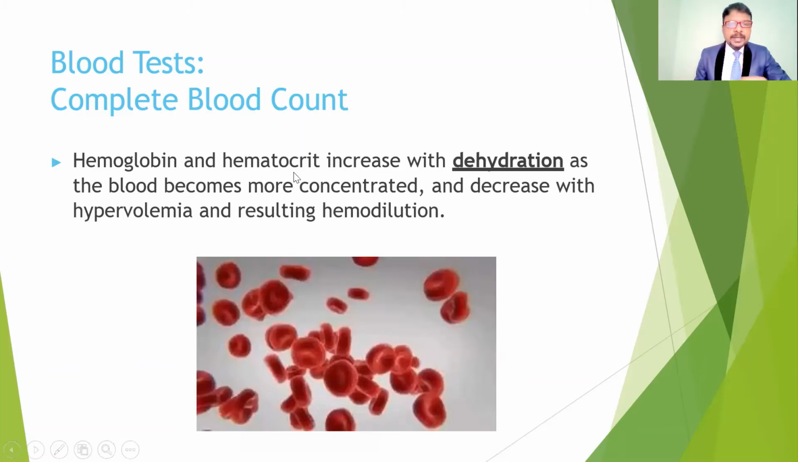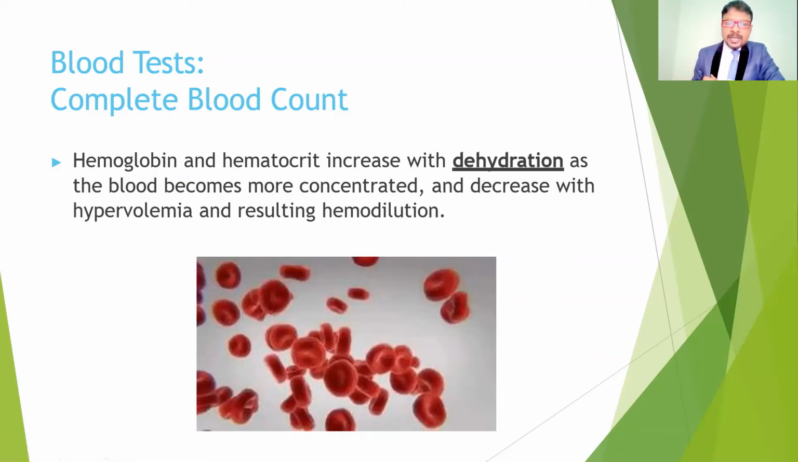So next one is the complete blood count, and hemoglobin and hematocrit increase with dehydration. If there is water loss, the blood becomes more concentrated, so the hematocrit and hemoglobin percentage is going to increase, and they also decrease with hypervolemia, resulting in hemodilution. So these are the major causative factors for increasing hemoglobin and hematocrit, especially dehydration.